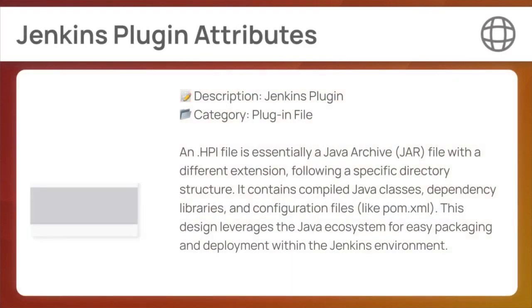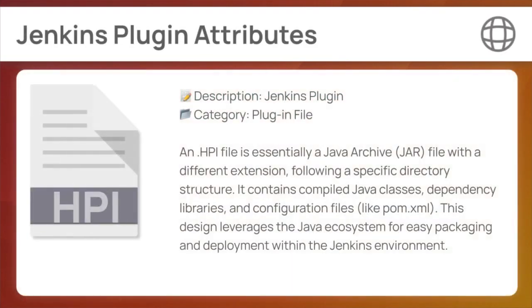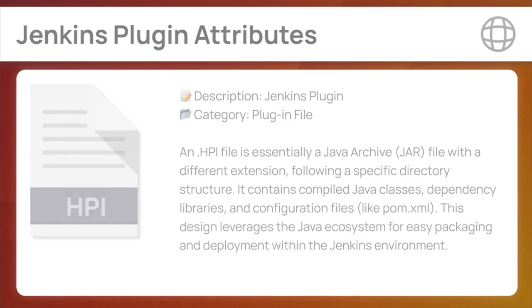An .HPI file is essentially a Java archive (JAR) file with a different extension following a specific directory structure. It contains compiled Java classes, dependency libraries, and configuration files like pom.xml. This design leverages the Java ecosystem for easy packaging and deployment within the Jenkins environment.